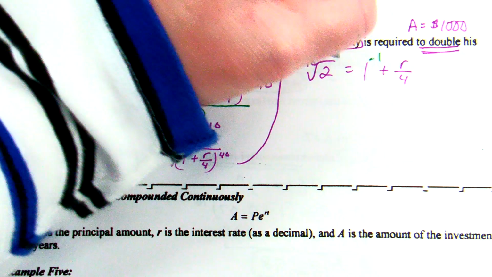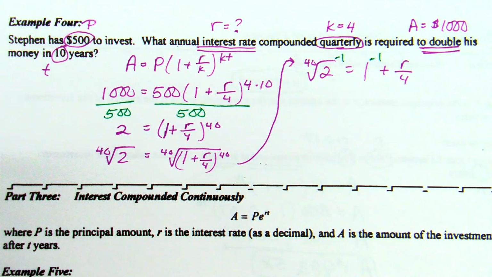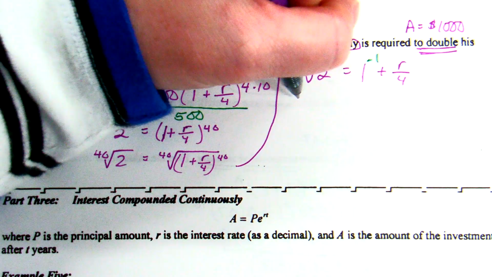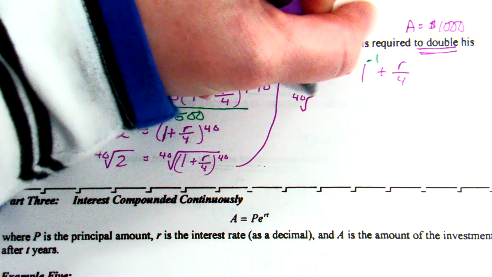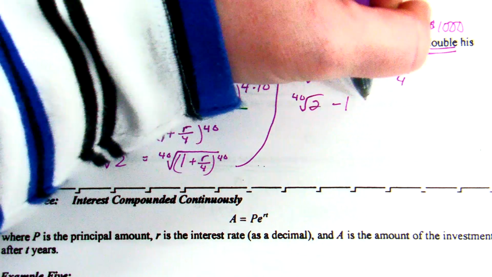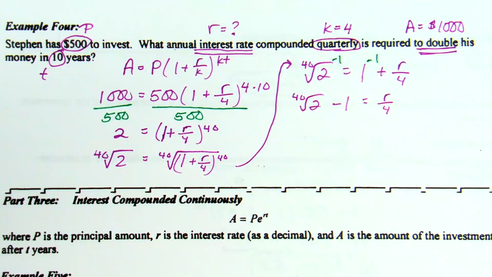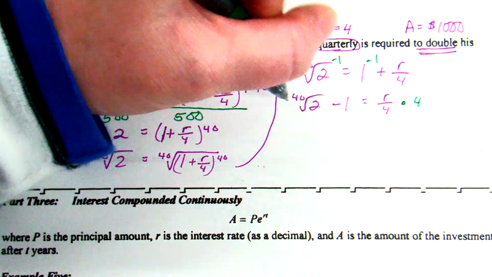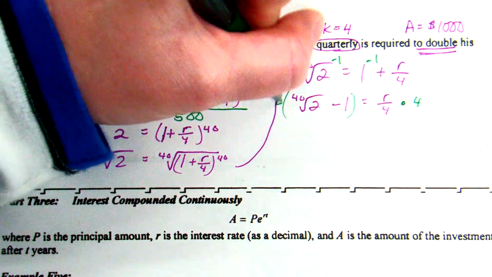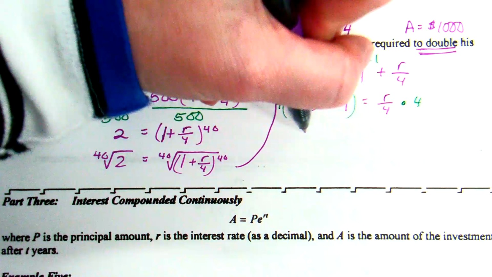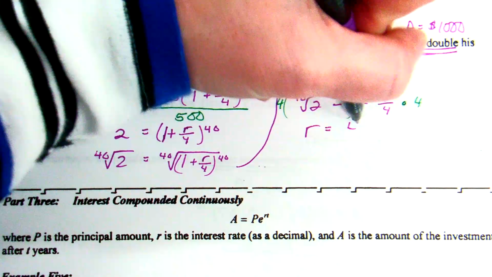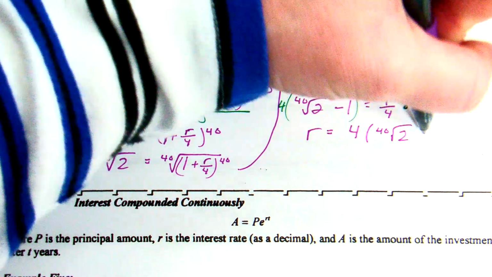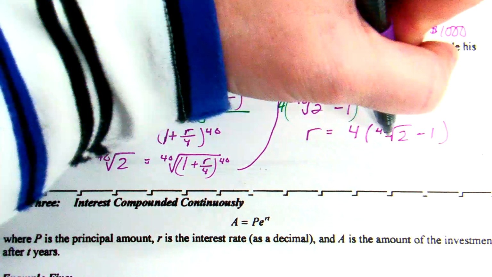So if we subtract 1 over, now I'm going to have the 40th root of 2 minus 1 is equal to r over 4. If it's r divided by 4, now I'm going to say multiply by 4. What we do on one side, you do on the other side. So my r value is going to be 4 times the quantity, the 40th root of 2 minus 1.